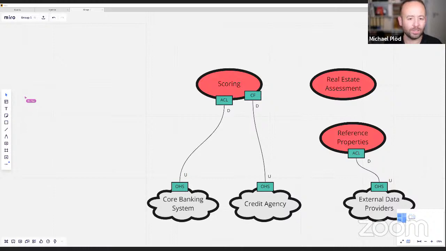Is the credit agency API not a published language instead of an OHS? I would like to postpone that question until after our break, because then I want to discuss with you published languages.